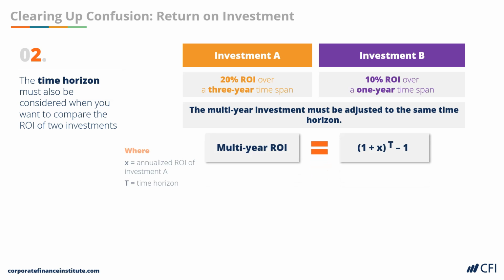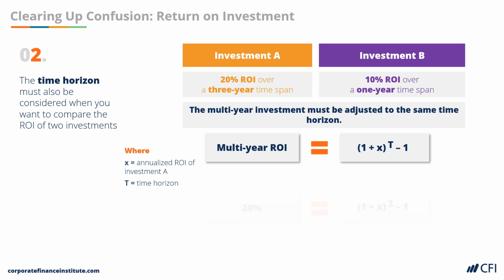To adjust this, we use the formula for multi-year ROI, which is equal to (1 + x)^t - 1. In this formula, x is the annualized ROI of the investment, which is what we want to calculate, and t is the number of periods in the time horizon, periods being 1 year in this case.